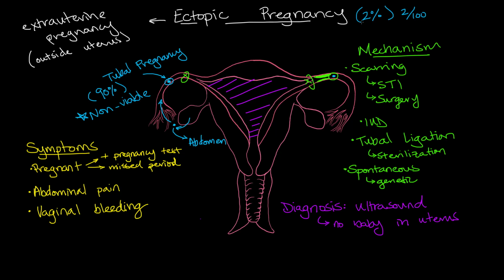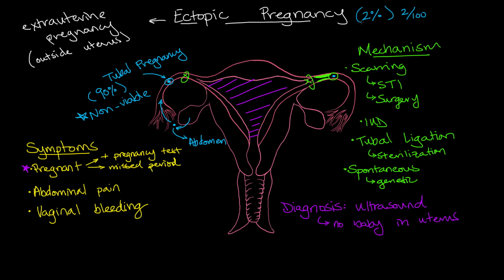And again, this is assuming they are pregnant. So if they are positive for pregnancy, but there is no baby in the uterus, that's ectopic. Of course, if they come in and they don't have signs of being pregnant, they have abdominal pain and vaginal bleeding, and they have an ultrasound and there's no baby, then it may not be ectopic pregnancy. It could be some other issue.